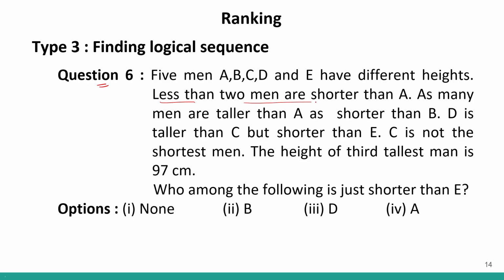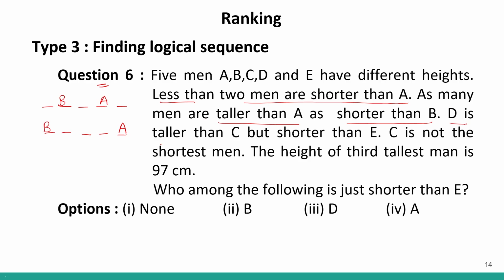Less than 2 men are shorter than A. So 2 possibilities, correct? Either 1 or 0. So A can be here, A can be here. As many men are taller than A as shorter than B. So B can be over here and B can be over here.